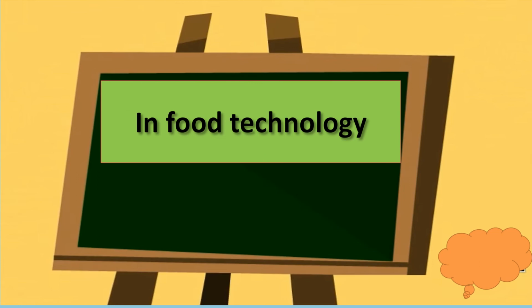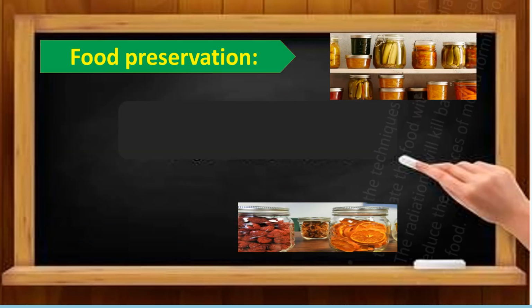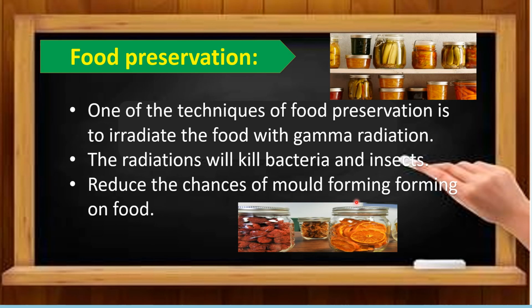Next, the uses of radioactive substances in food technology. Okay, we have what we call food preservation, to preserve the food or to make the food stay longer. One of the techniques of food preservation is to irradiate the food with gamma radiation. The radiations will kill bacteria and insects, and it will reduce the chances of mold forming on food. So it will preserve, or it will make the food stay longer and fresh.